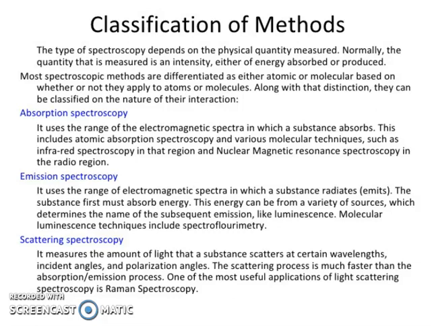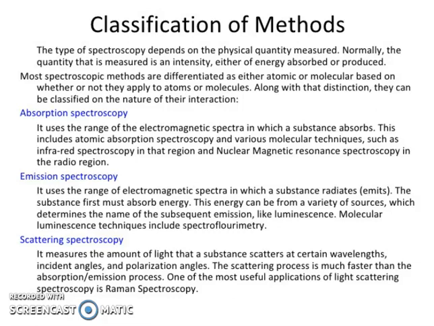Emission spectroscopy. It uses the range of electromagnetic spectra in which a substance emits. The substance first must absorb energy, and this energy can be from a variety of sources, which determine the name of the subsequent emission, like luminescence or molecular luminescence, and the technique includes a spectrofluorimeter.